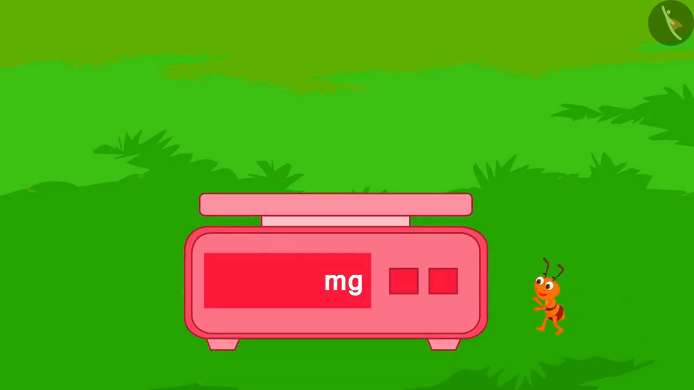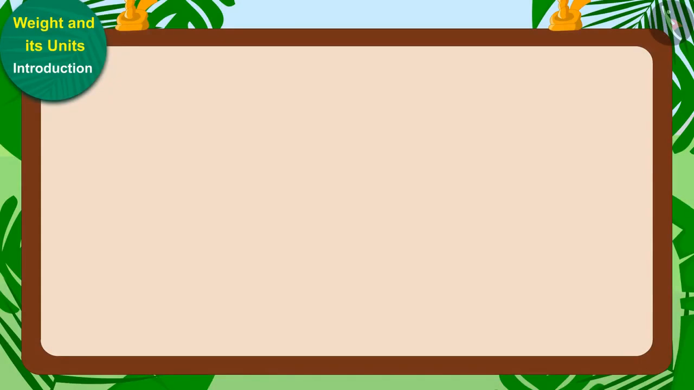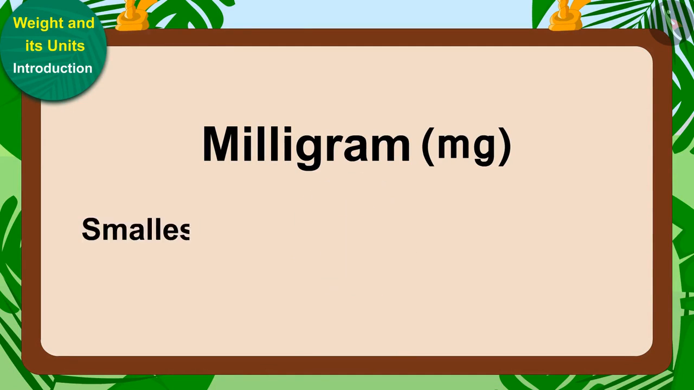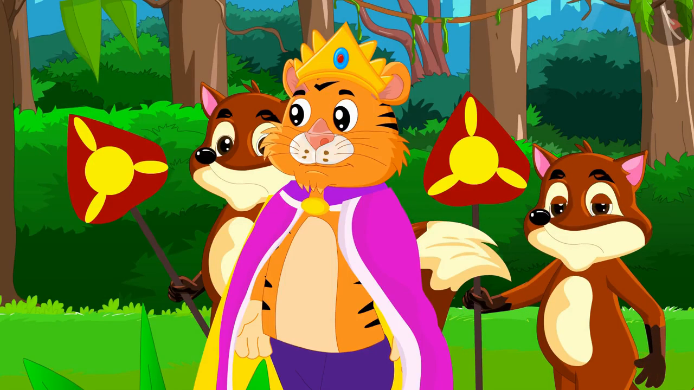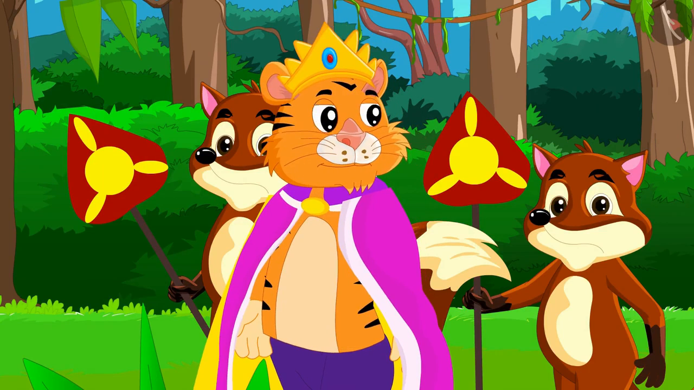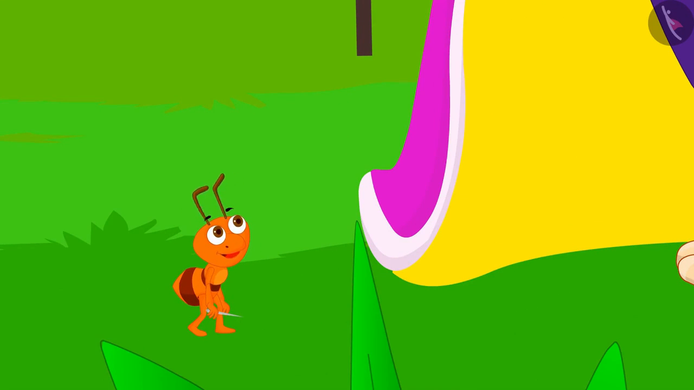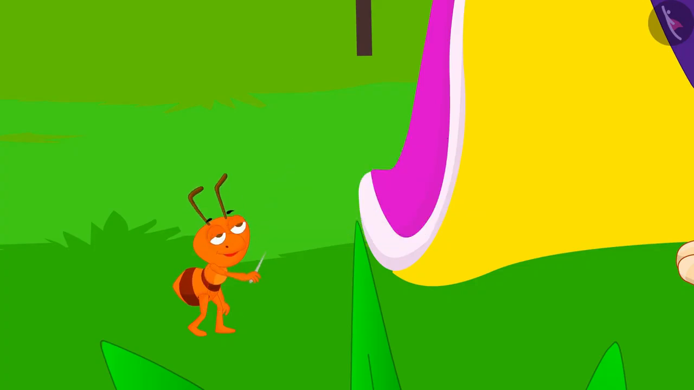When the ant stood on that weighing scale, its weight showed as 100 milligrams on the weighing scale. Kids, do you know what milligram is? Milligram is the smallest unit of weight measurement. The king was about to order to bring 100 milligrams of sugar when the ant said, But my king, there are 20 ants who drew my attention to that thorn and gave me a signal to stop you. They too should be entitled for the reward.